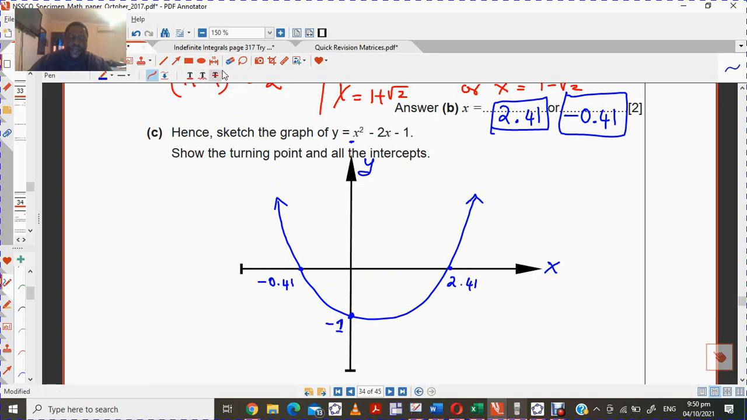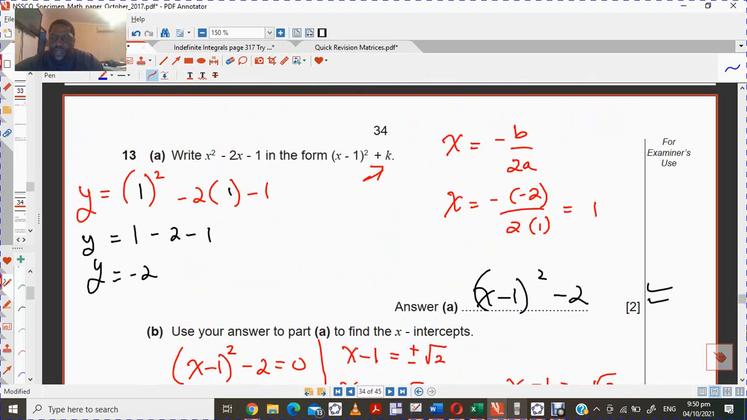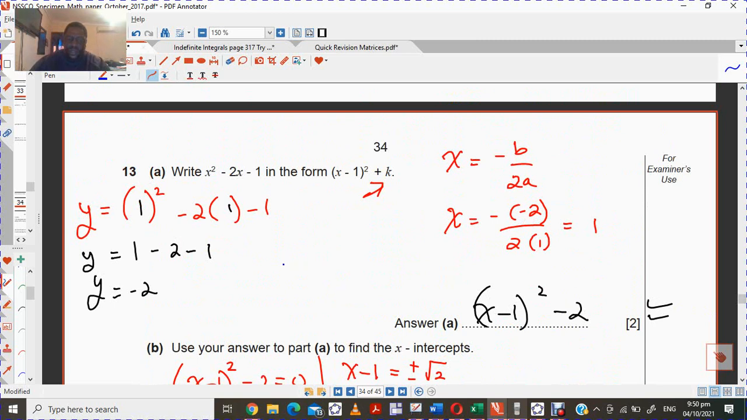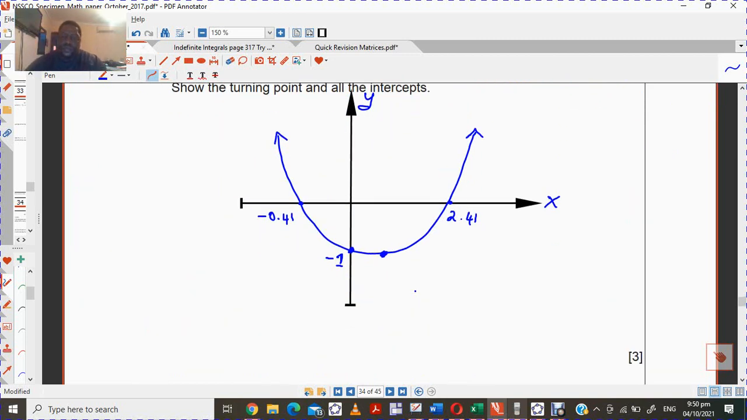The turning point, where it turns, is actually the point that we have here. The turning point is the point (1, negative 2). That's the turning point of the graph. So this point here, I will just write it with 1, comma, negative 2. These are the most important points that I had to put in for my sketch to be there.